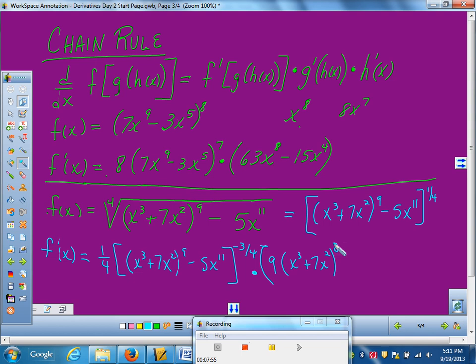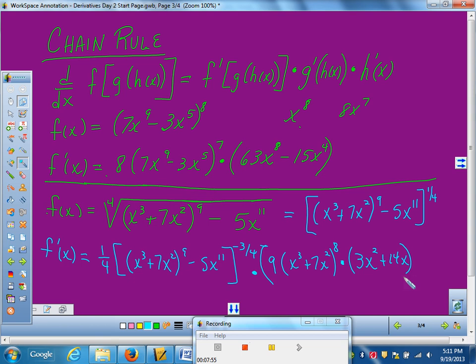Now the big question is, do I keep going and do the derivative of the inside of this, or do I go on to the 5x to the 11th? You have to burrow your way all the way to the inside of this first quantity. So we have to times, we have to finish our chain rule on this quantity to the ninth. So now I have to do the derivative of the inside, which is going to be two terms, so I need another parenthesis. And I would have my 3x squared plus 14x. That's the derivative of the inside.